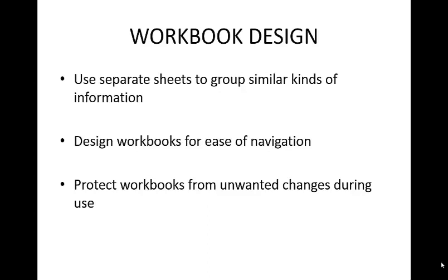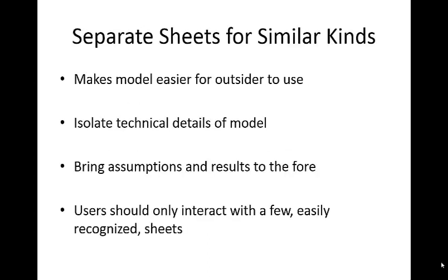When you're designing your workbooks, keep these three things in mind. Separate sheets for separate pieces of information. Think about navigation and protect your workbooks if you need to. You should make sure that sheets that have similar information should be separated from one another. For example, it'll help you isolate technical details of a model on one sheet that users don't need to see. Or the assumptions should be in one worksheet that everybody can take a look at. And results can be in one sheet. Perhaps some people would only want to look at results.